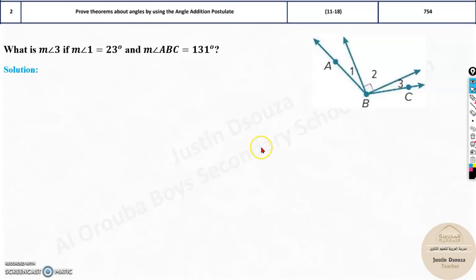The second topic is to prove theorems about angles. We're dealing with angles. Mainly we have to use this angle addition postulate. It is very basic, very simple. Only a few concepts need to be remembered.